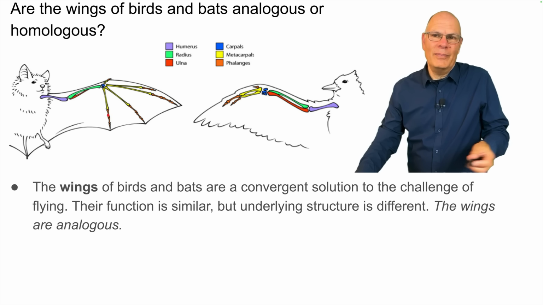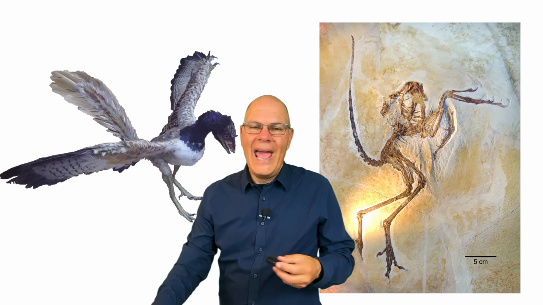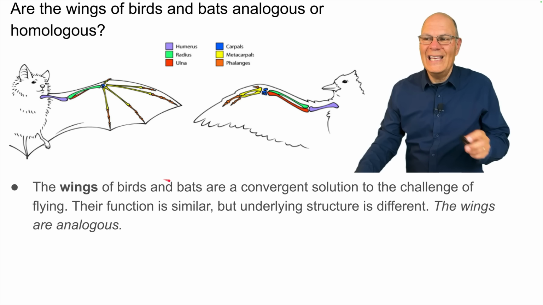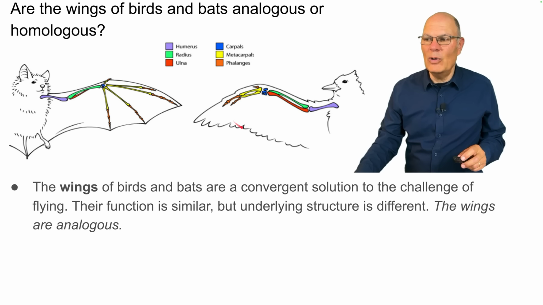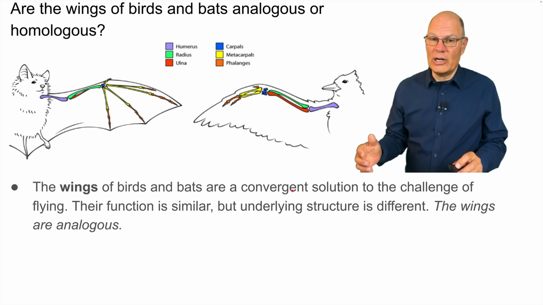Bats evolved from some ancestral mammal that was probably like a rodent, and birds are dinosaurs, and they evolved from small land-living dinosaurs. The function of the bird wing, the function of the bat wing is similar, but the underlying structure, the organization of the bones is different. The wings are an analogous structure.